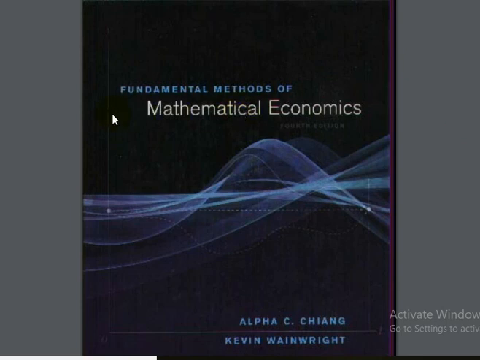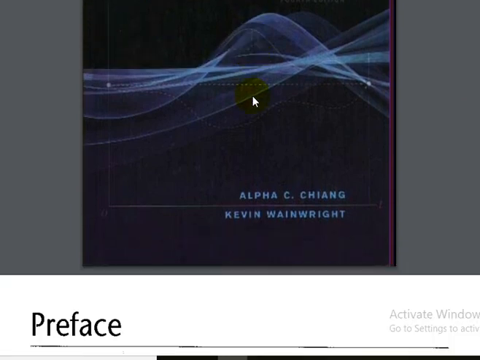In this video I'll be talking about one of the most talked about books on mathematical economics, that is Fundamental Methods of Mathematical Economics by Alpha C. Chiang and Kevin Wainwright. Actually, the first two editions were only written by Chiang. After the third one, in the fourth one, Kevin Wainwright got introduced into this.